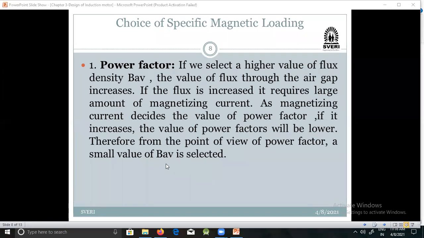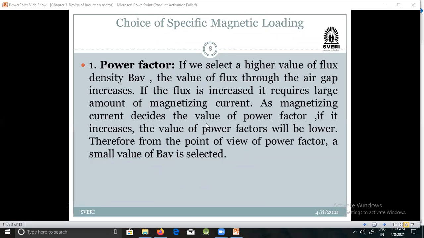Okay, so what we have to do, as far as the point of view of power factor is concerned, is select a small value of the flux density. High value of flux density we should not select; we have to select a small value of flux density in order to improve the power factor.